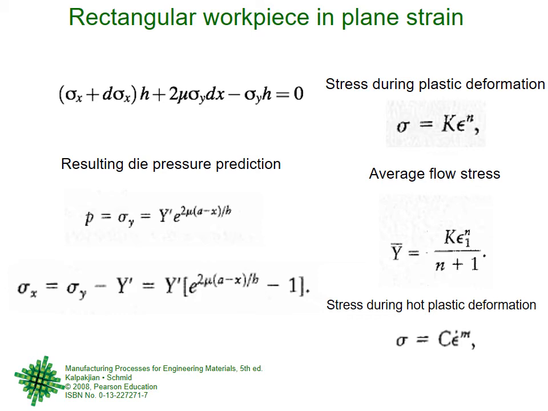The stress during the process of forging is changing. So if you want to do some calculation on the average stress, that we started with some stress and we finished with some other stress. So what is the average stress? Then from this equation, you can find the average stress. So instead of sigma, use the symbol Y.